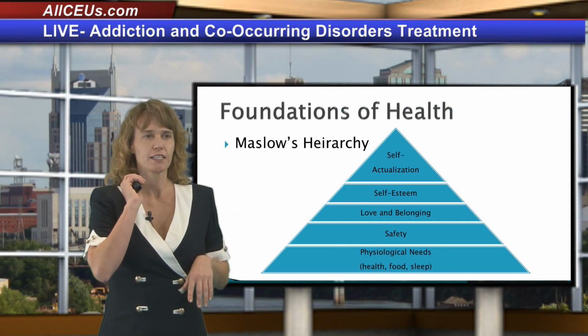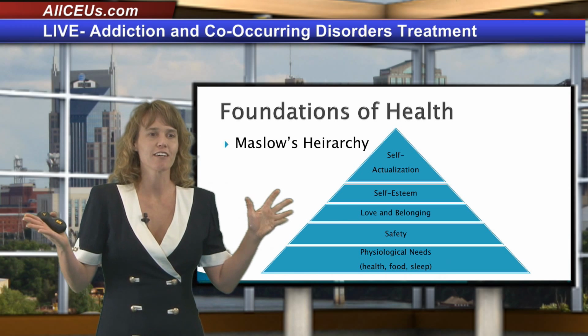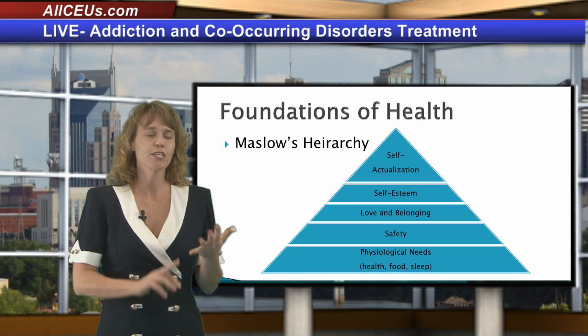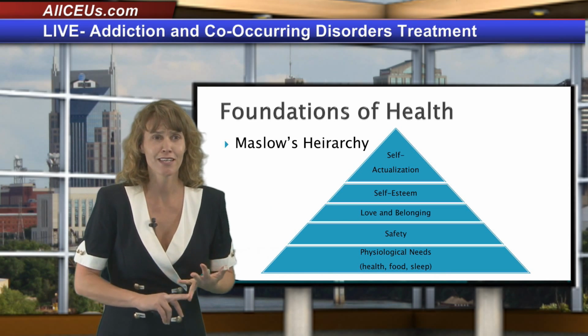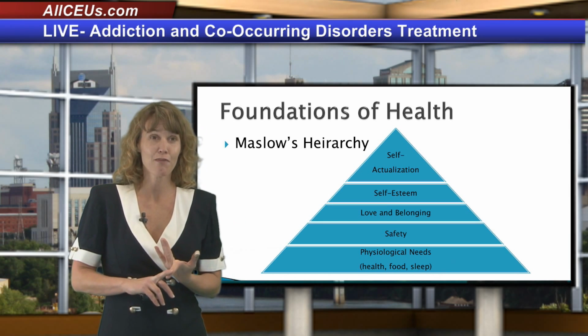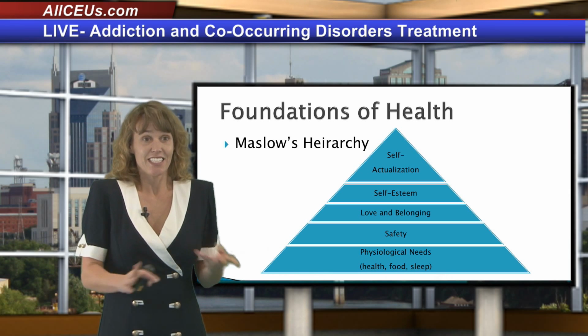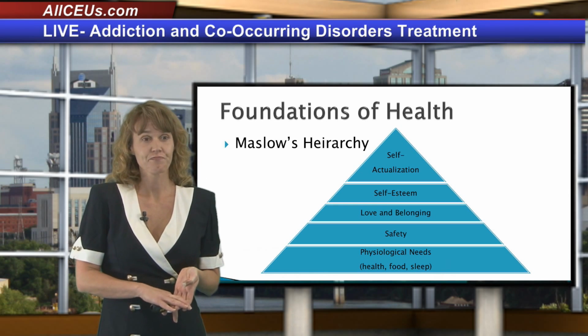Okay, now on to the fun part. Maslow's hierarchy. If you have someone who is sick, hungry, exhausted, and homeless, they're not going to give a crap about working on their self-esteem. That is the least of their worries at this point.